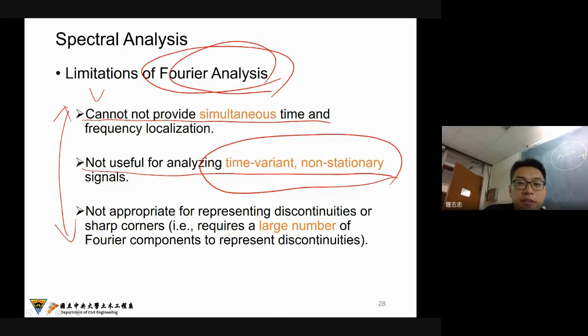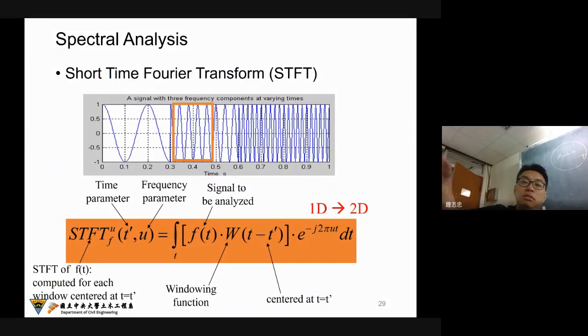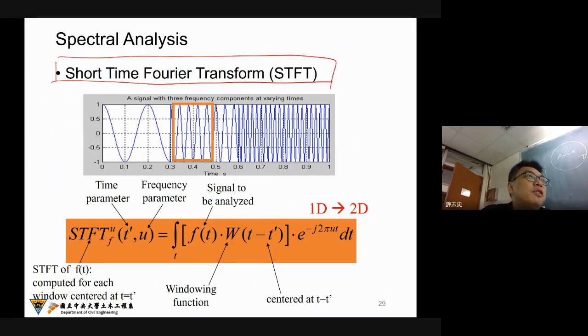Sometimes if I have a discontinuity or a sharp corner in the signal, the Fourier transform is not so appropriate to deal with for this time. So how can we deal with this time variant problem? Extended, we can use the short time Fourier transform. It is based on the Fourier transform, but just looks at some very short time spectrum.